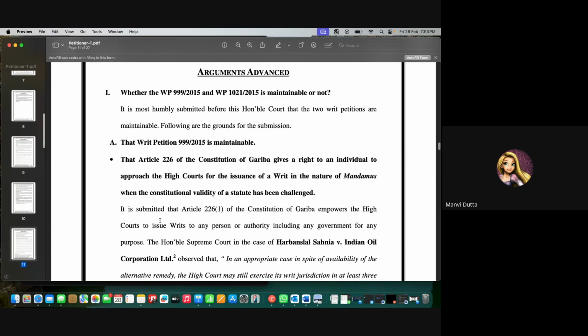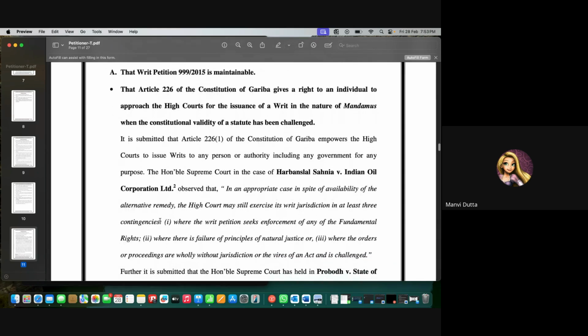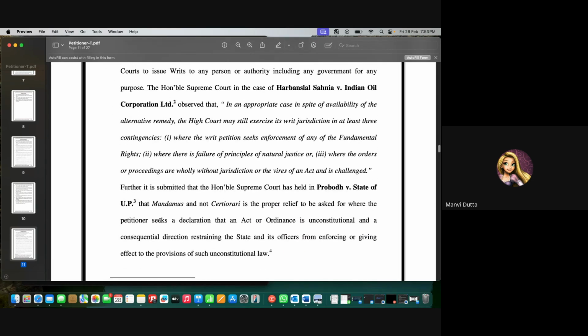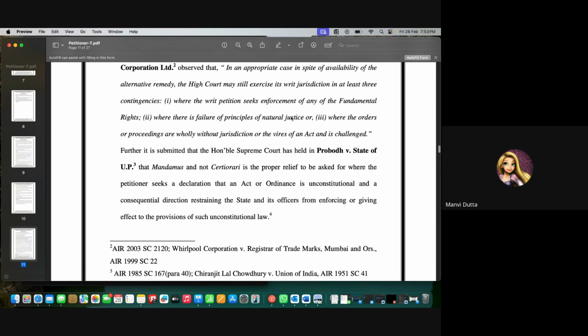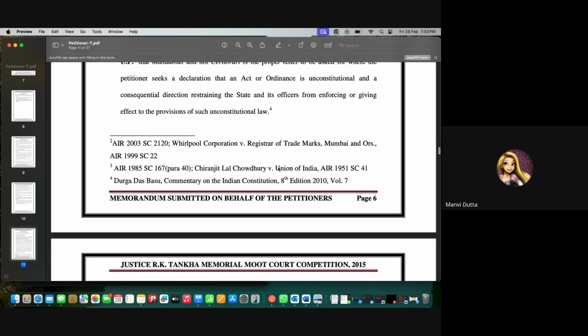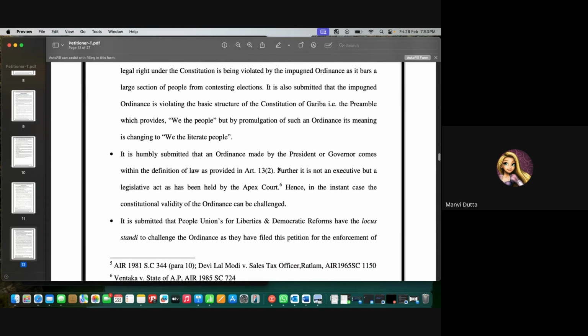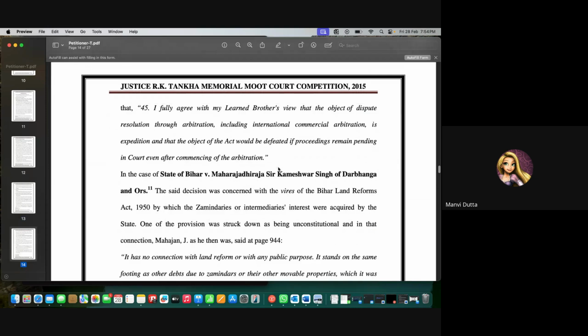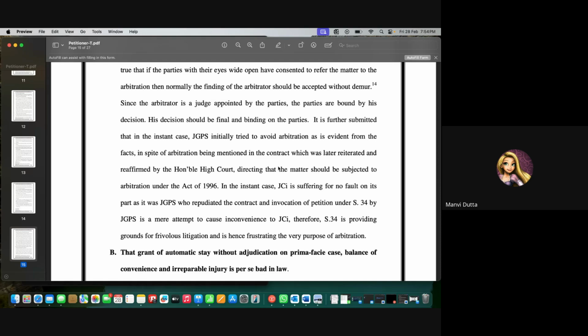Then comes arguments advanced. Arguments advanced is always aided with additional references. So here you are supporting it with case laws, and case laws should always be presented like this in a footnote. You were asking how you can present a footnote. Here you can present a footnote like this in a summary of arguments. Wherever you are referring to any case law, any such additional material or additional legal precedent, you should write a footnote like this. This is how your arguments advanced looks.